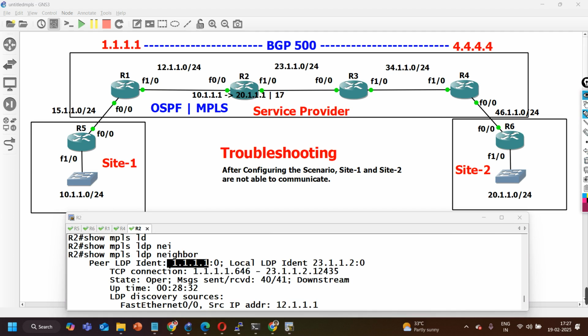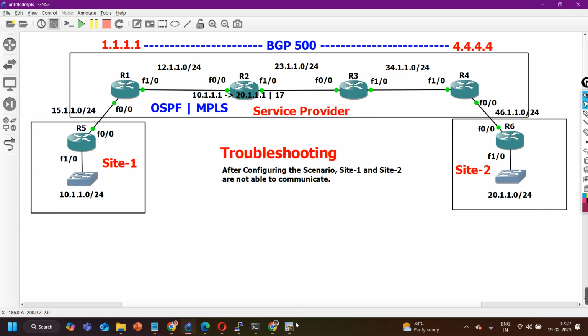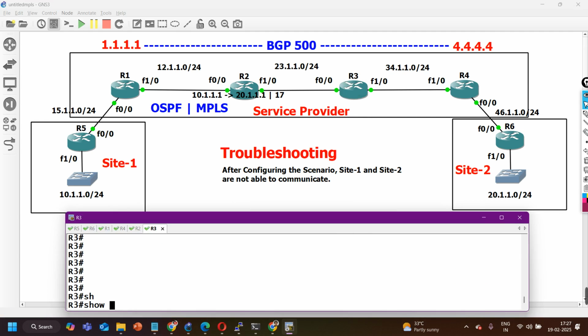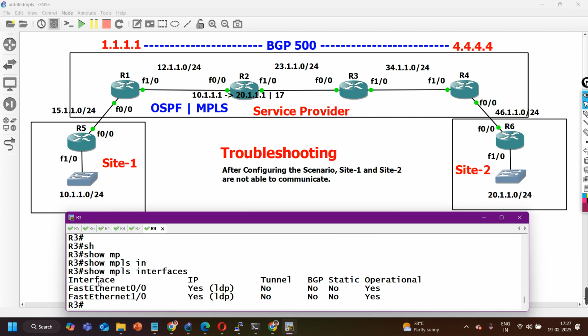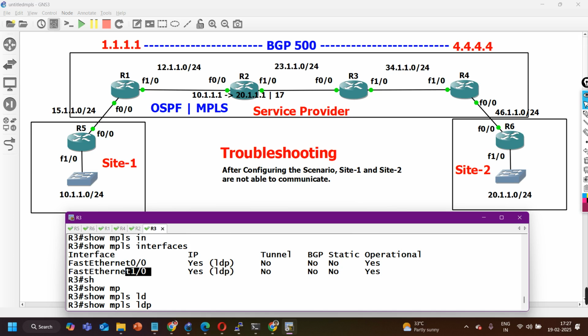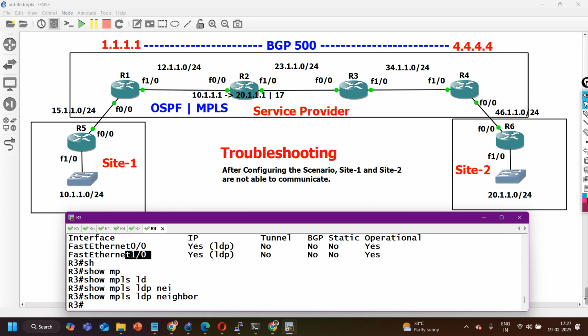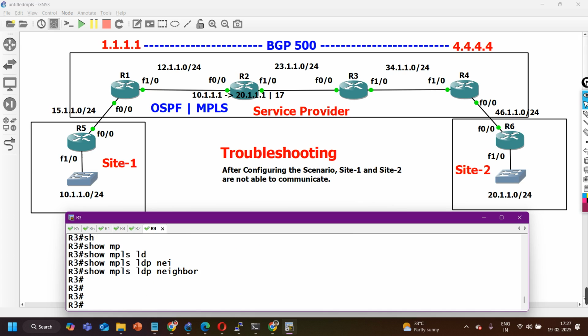Let's troubleshoot it. Maybe MPLS is not enabled on router number 3. Let me access R3 and show you the MPLS enabled interfaces. So MPLS interfaces, here also you can see MPLS is enabled on both interfaces, FastEthernet 0/0 and FastEthernet 1/0. MPLS is already enabled. So MPLS LDP neighbor, but there is no neighborship, right? Router 3 doesn't have any LDP neighbor here. Now the question is why?